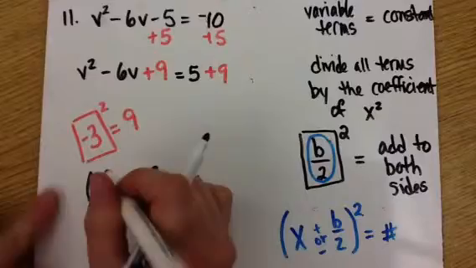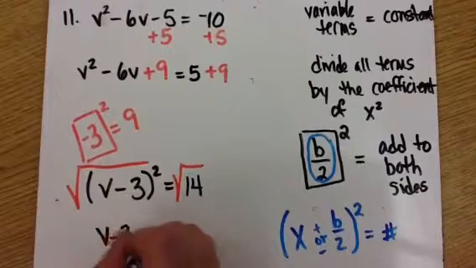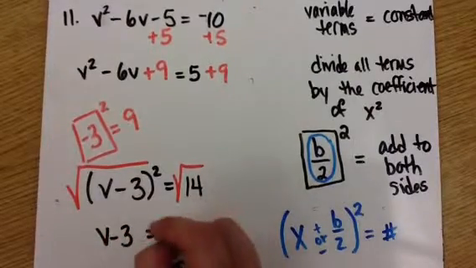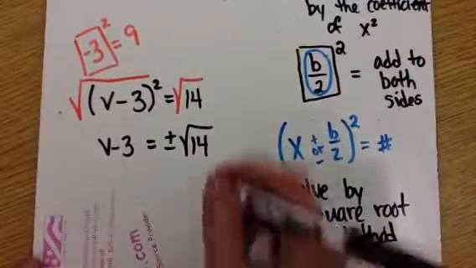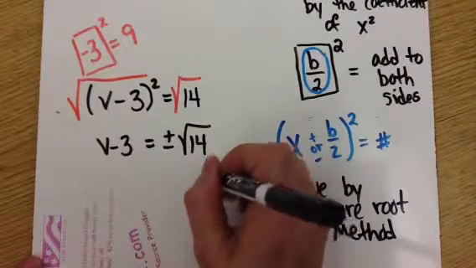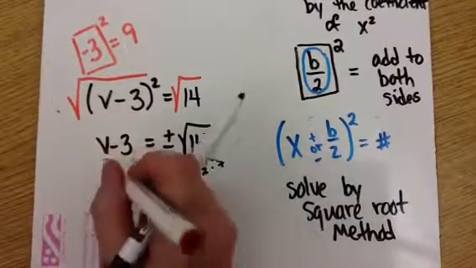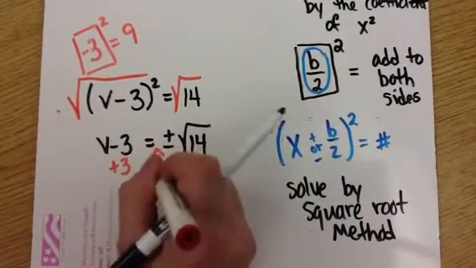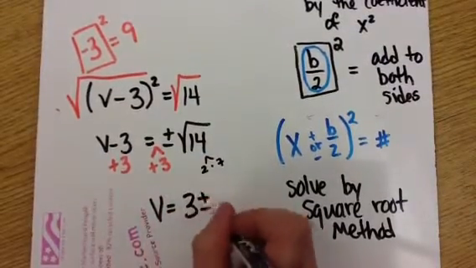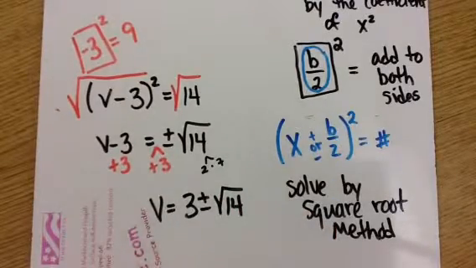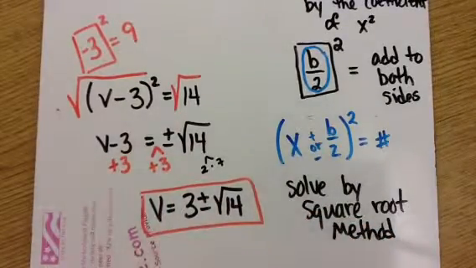And now I can just take the square root of both sides. Square root, square root. On the left side, that leaves me v minus 3. And on the right side, I will have plus or minus the square root of 14. Now I want to see if square root of 14 breaks down. 14 would be 2 times 7. And those are both prime, so it's not going to simplify anymore. So I'll just go ahead and add my 3 over, and remember that 3 is going to go in front of the plus or minus. So I get v equals 3 plus or minus the square root of 14. Since those are not like terms, they cannot be combined, so that would be the final answer.